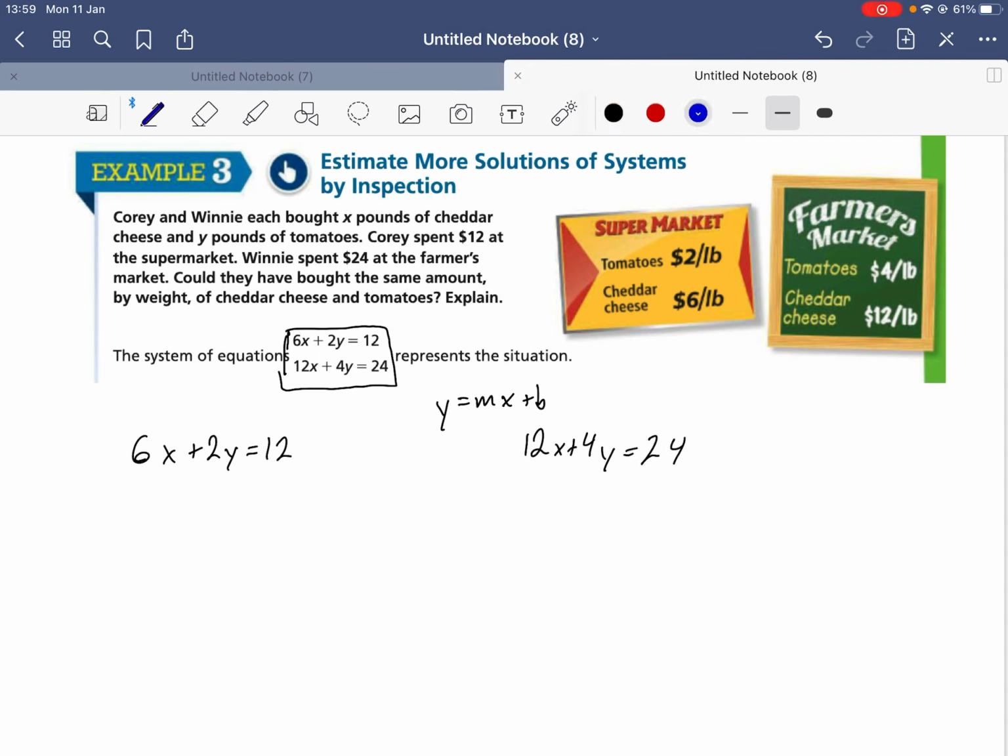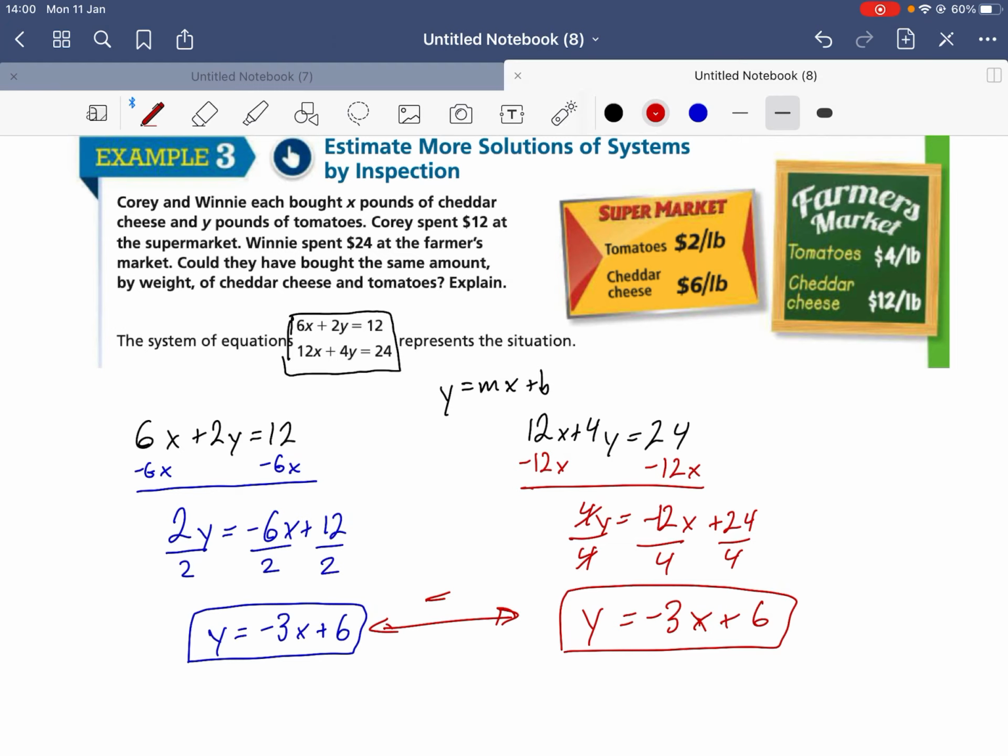Are the two equations the same? Yes, they're equal to each other. They're the same. So we can say, could they have bought the same amount by weight? Yes, they could have, because the equations are the same.